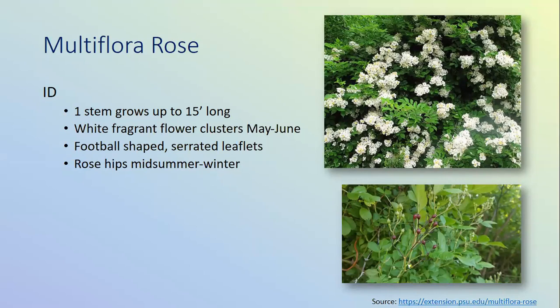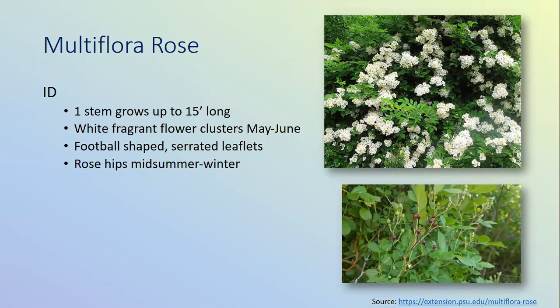Multiflora Rose. This is actually one of the United States' most abundant and widespread invasive species. It was introduced in the 1860s as an ornamental plant, and then actually again in the 1930s as an erosion control method and a way to contain livestock and fences, actually by the U.S. Soil Conservation Service, which is now the NRCS. So this is once again an intentionally introduced plant that has gone out of control.